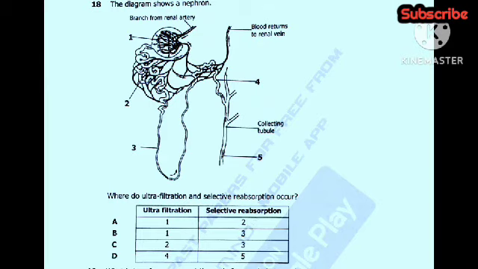Ultrafiltration takes place on the glomerulus, and the glomerulus is found in the Bowman's capsule, which is 1. So glomerulus is number 1. Okay? Selective reabsorption takes place in the proximal, the first coil, which is 2. And therefore, the answer is A. The answer is A.